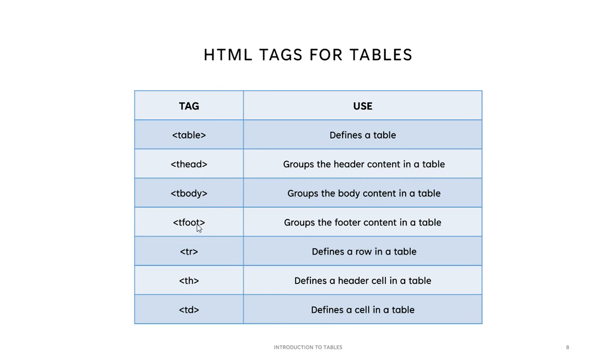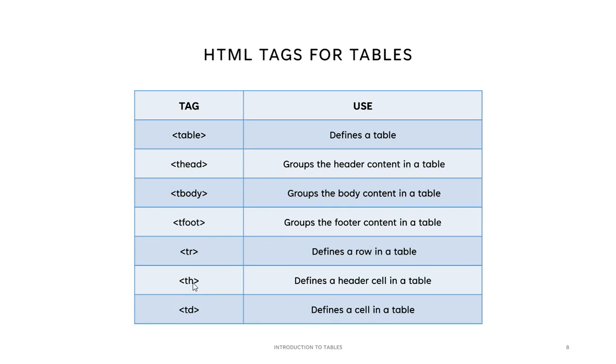Then the T foot. Some tables have a footer, which normally will be the last row of the table. So if your table has a footer, you are going to wrap the content of the footer in the T foot tag. Then we have the TR tag. TR stands for table row.